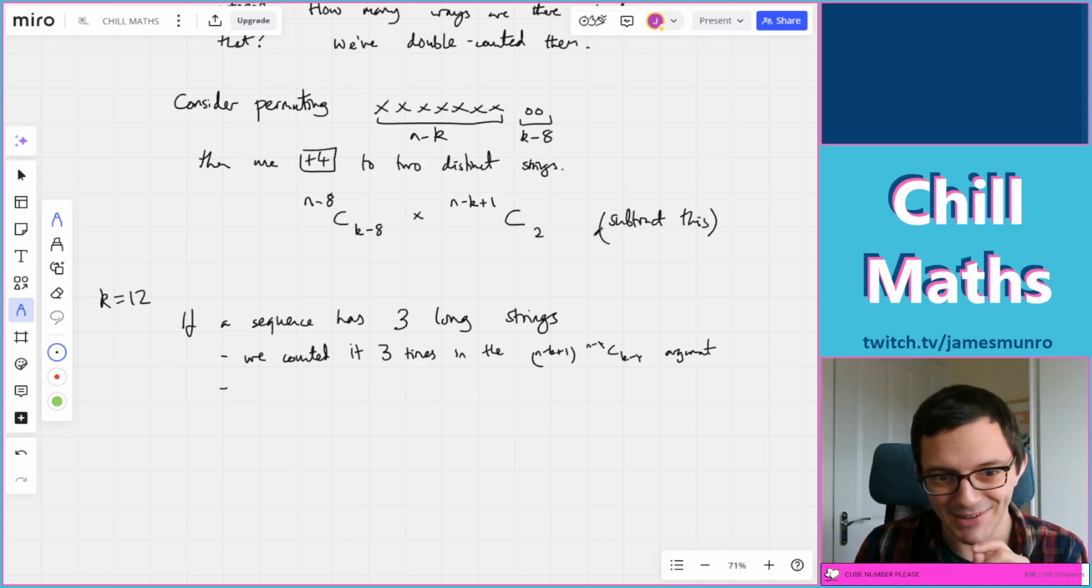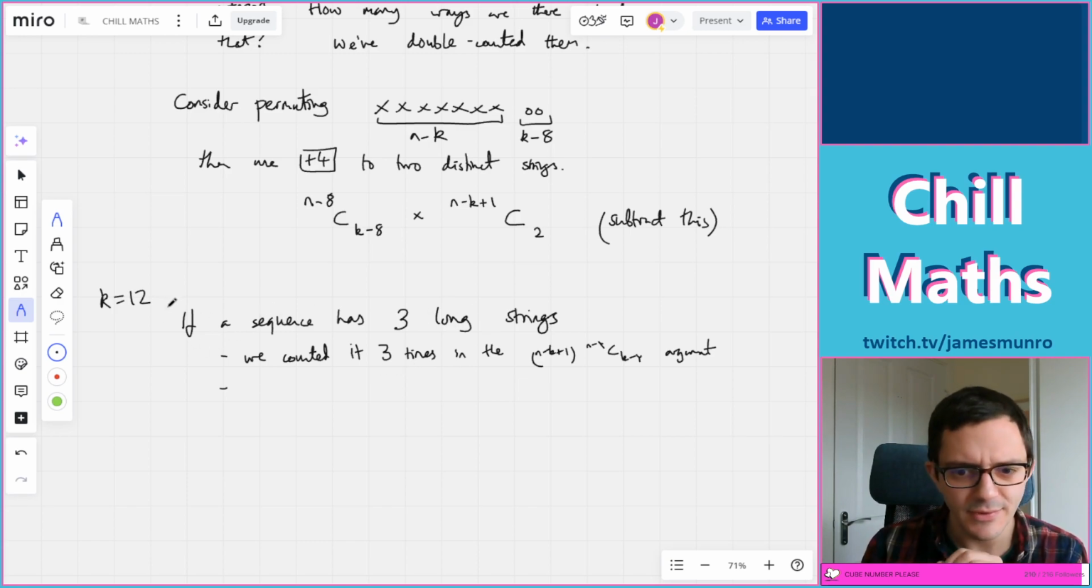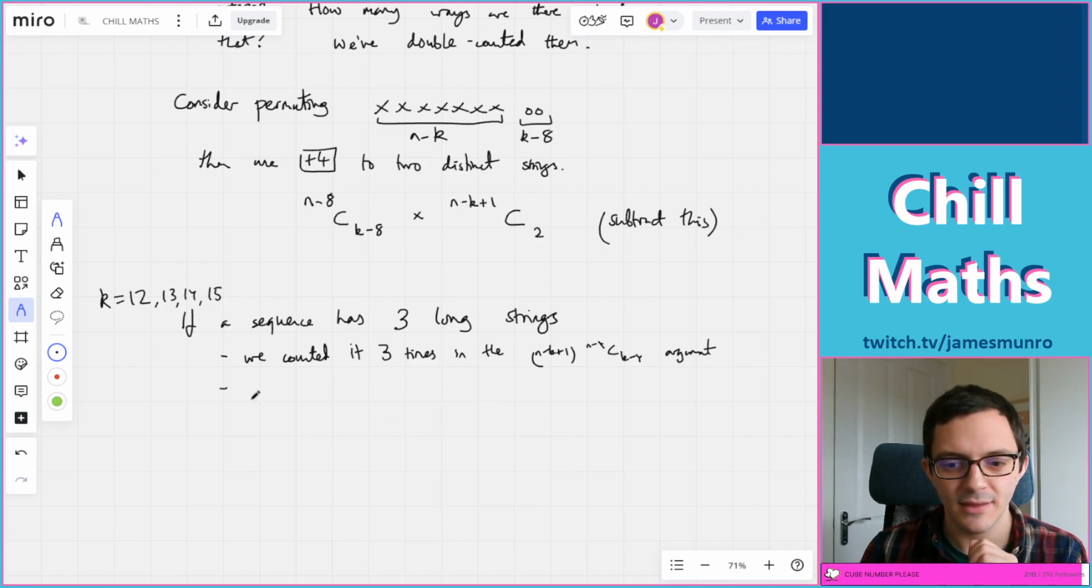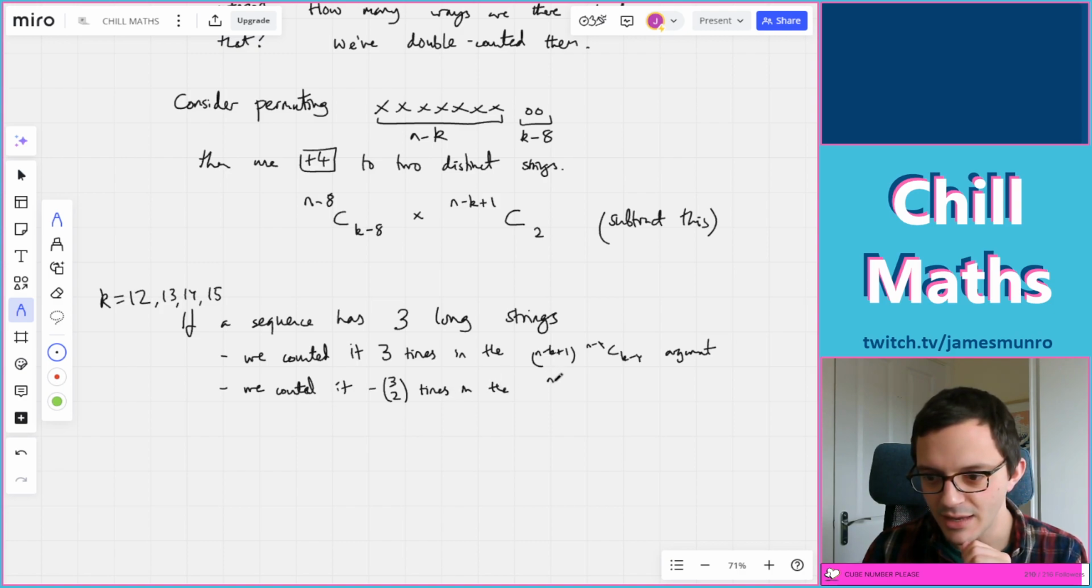In MATLAB, I think you saw I had a minus sign. So now for k equals 12, if you've got 3 long strings, and this is actually going to work for this many numbers as well, we counted it 3 times in that first argument where I did it with the +4 card. We counted it, and this is going to have a minus sign, minus 3 choose 2 times, in the n minus 8 choose k minus 8, n minus k plus 1 choose 2 argument.